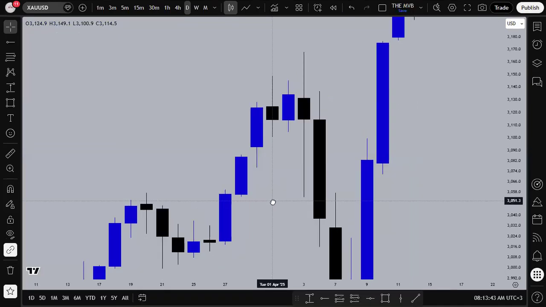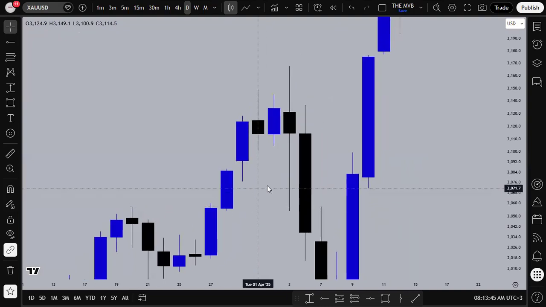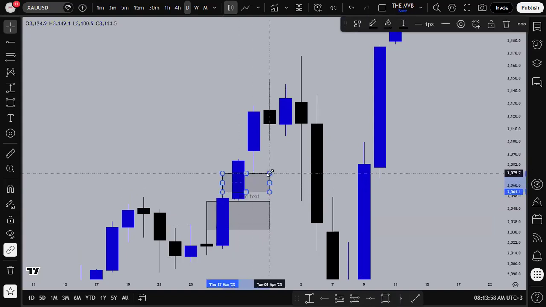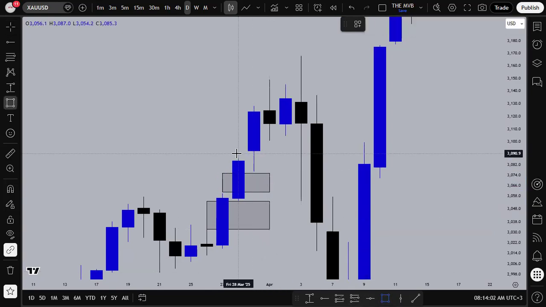All right, now look at this one. We have almost like two fair value gaps here. We can see this one here. All right. We can see this one here. This is also a fair value gap. And then we can see this one. This is also a fair value gap. But I want to talk about this last fair value gap here. Look at the way it closes.